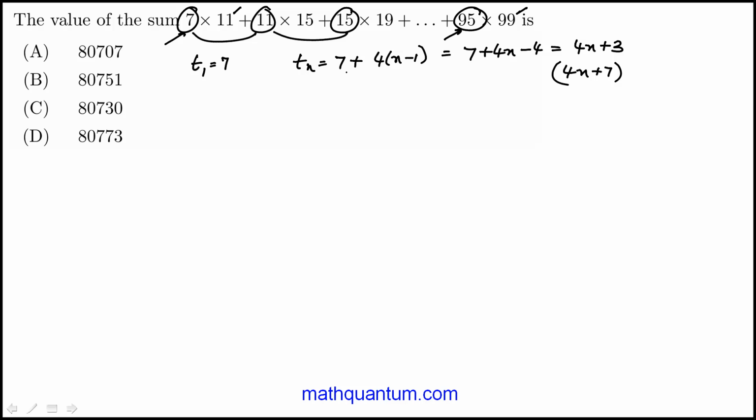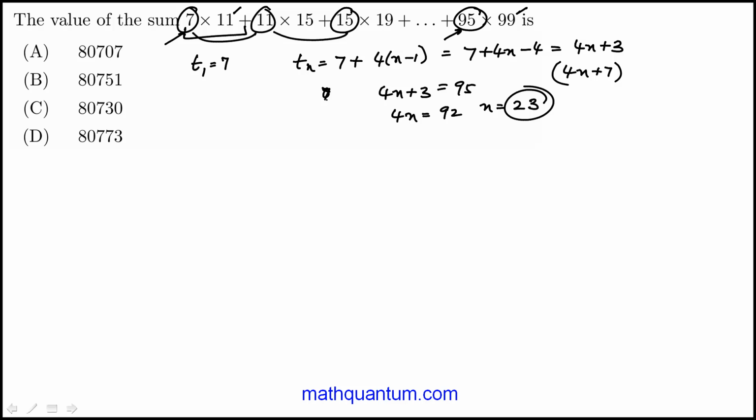And we can also figure out what n is. If 4n plus 3, I can equate that to 95 and then figure out what the value of n is. So that would be 92. n is 4 times 2 is 8, 1, 23. So we have 23 of these terms that I need to add.